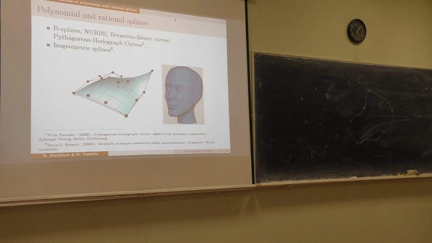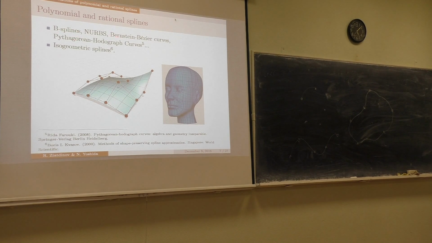So the next is the Bernstein-Bezier curves. Actually, they're very popular and very useful. Also Pythagorean hodograph curves. They were invented recently by Rida Farouki at the University of California. In this case, the arc length of the curve is given as a polynomial. They also have some interesting properties and are getting more and more popular.